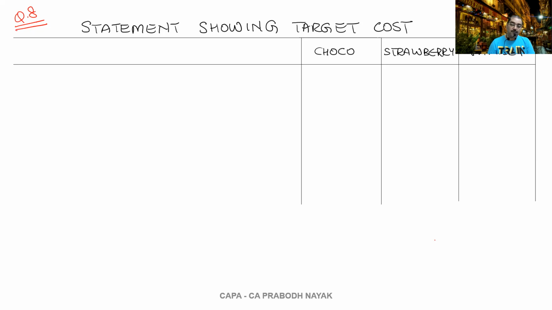Choco, strawberry, and vanilla. First, what we'll do is we'll write down the units that are required to be produced and sold at 100% capacity. Sales at 100% capacity, in units.